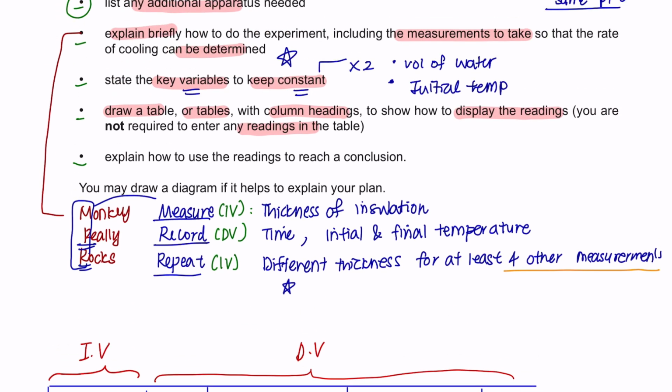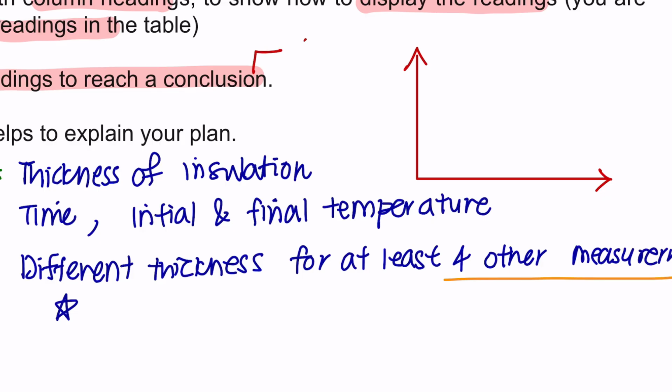And for the last bullet point, you are asked to explain how to use the readings to reach a conclusion. The answer is always pretty much standard. We're going to always plot a graph, and when you plot a graph, you have to mention what goes on the x-axis and what goes on the y-axis. How I like to remember what goes on the y-axis and what goes on the x-axis is drawing the letter D and I on the axis.